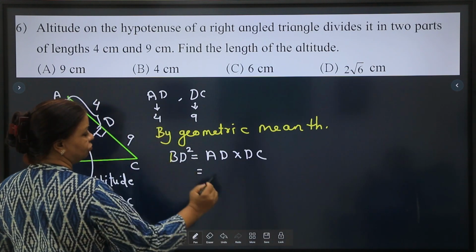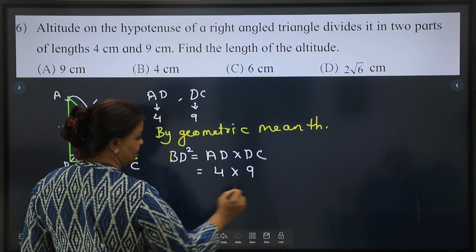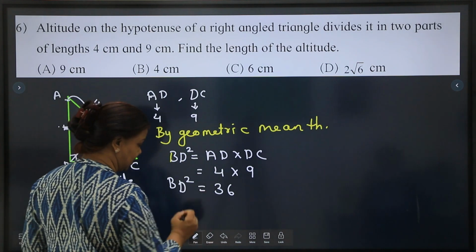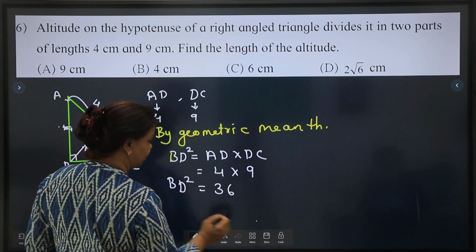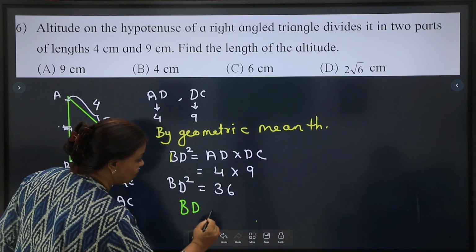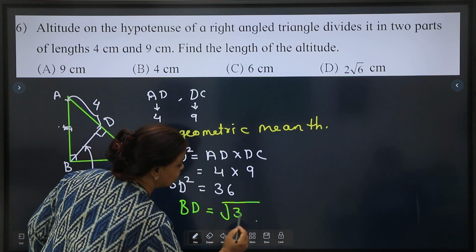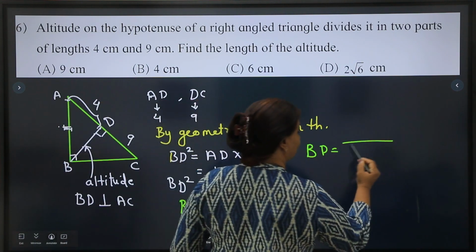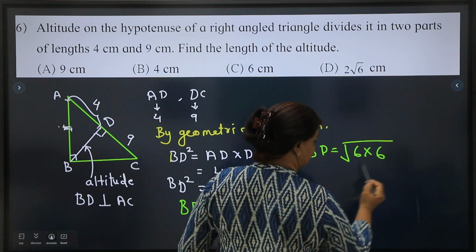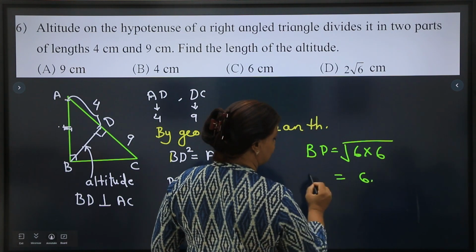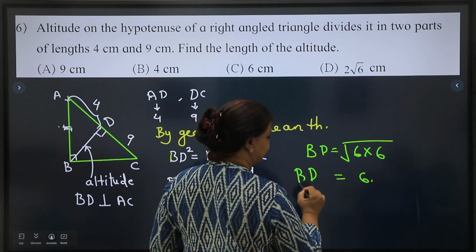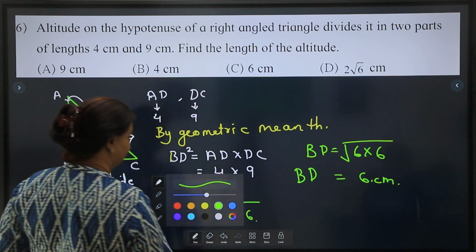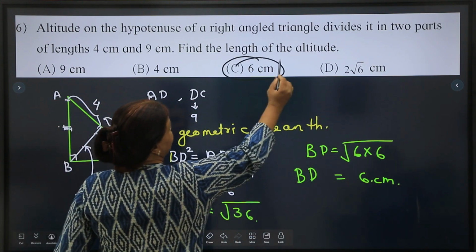And how much is AD? 4. And how much is DC? 9. 4 nines are 36. We got BD square as 36. So what will be BD? BD will be equal to under root 36. And so BD is equal to under the root 6 into 6, which is equal to 6. Since 6 is 2 times inside, it will come out as 1 time, and it is going to be 6 centimeter. So option C is the correct option.